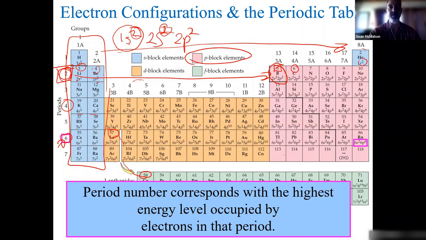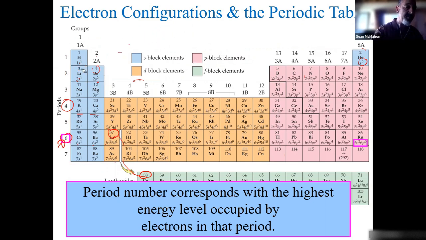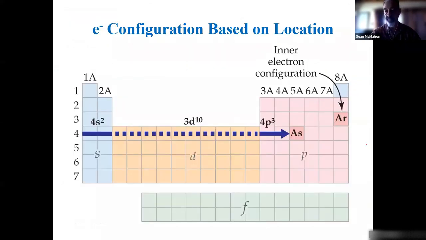I'm going to do more because I know this is a little tricky for people. But I do want to mention one thing. When you refer to periods, what you want to always look at is the one with the highest energy level. So if I look at radon right here, it's in the 6th period. So I would consider this a 6th period element.